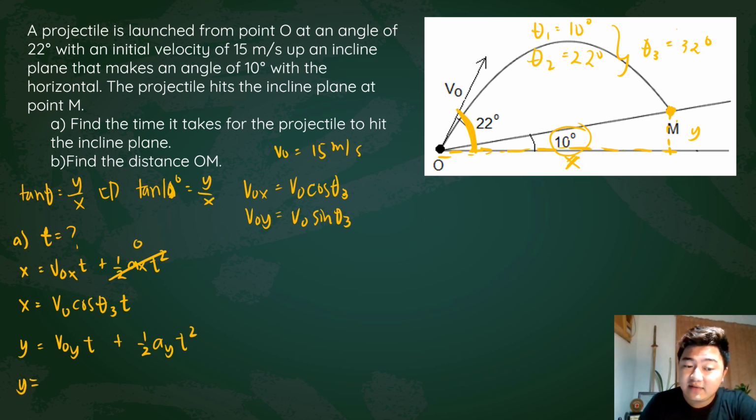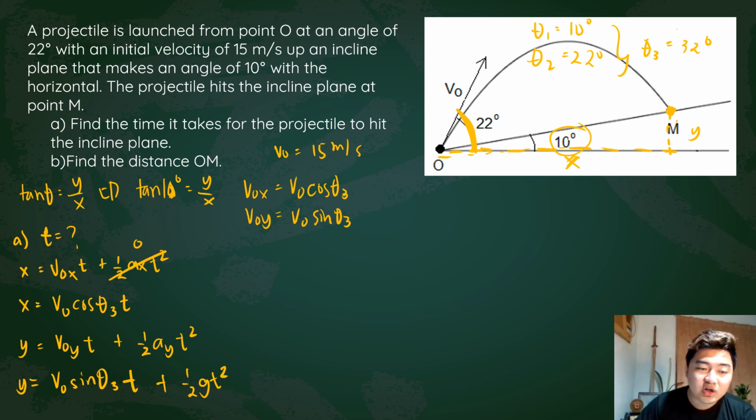Defining further or expanding further your variables here, you have v0 sine theta because your initial velocity in y is also expressed as initial velocity sine theta times time plus 1/2. Your acceleration in y is also g, correct? Because it's free fall, times t squared. So you now have an equation for x and y where it is expressed in time.